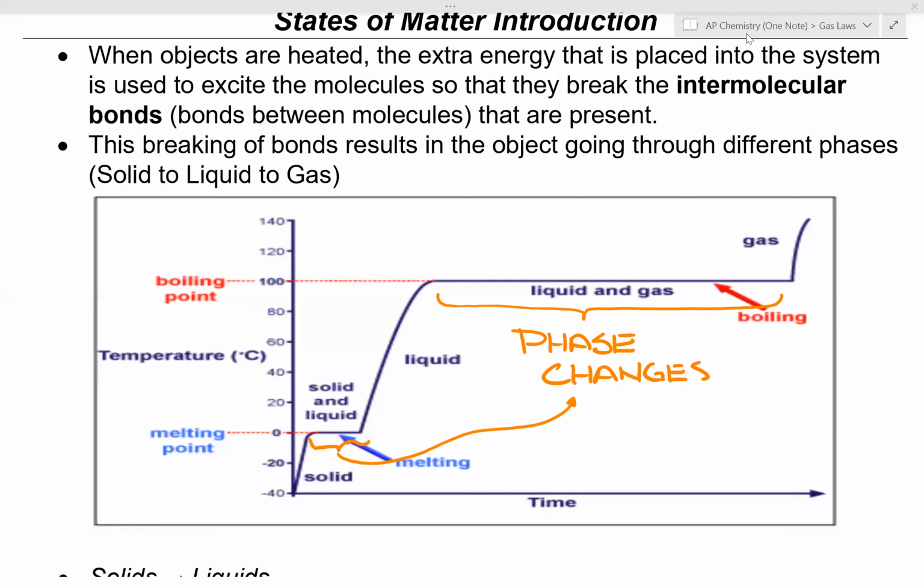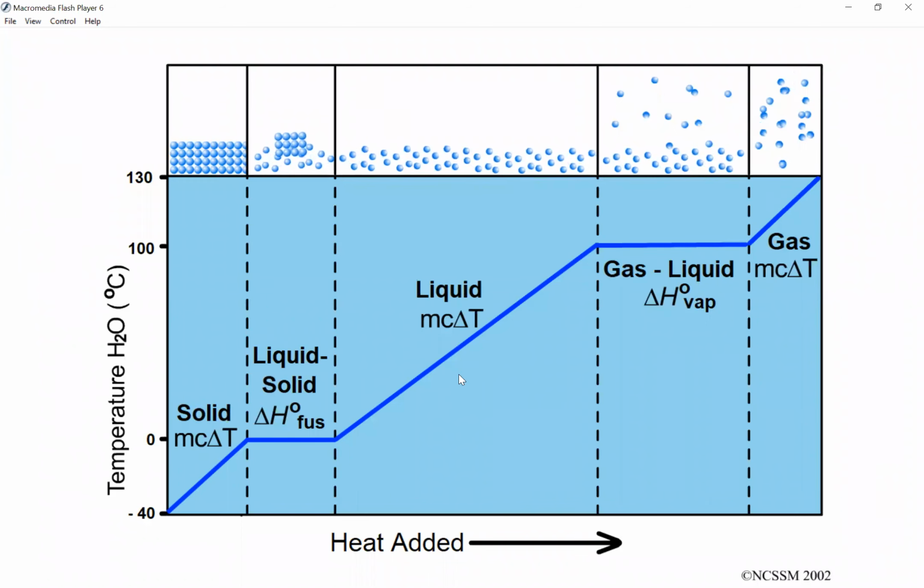So if I were to show you what it theoretically looks like, if we do the heating curve, notice what happens during the gas to liquid or liquid to solid changes. Why does the plateau exist in those areas? It's because all the energy that's being added is used to break the intermolecular bonds. And so all that energy being absorbed to break the bonds results in a constant temperature.